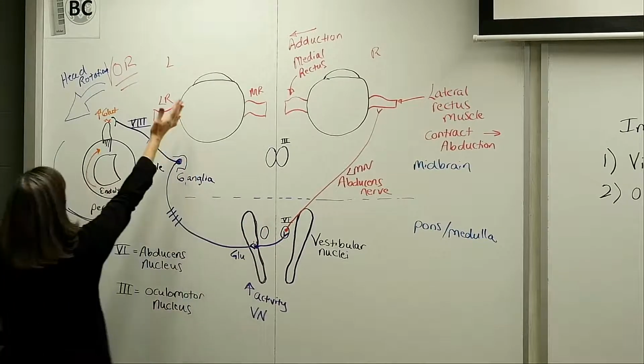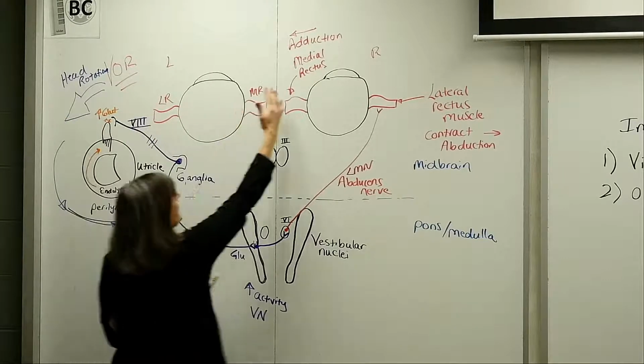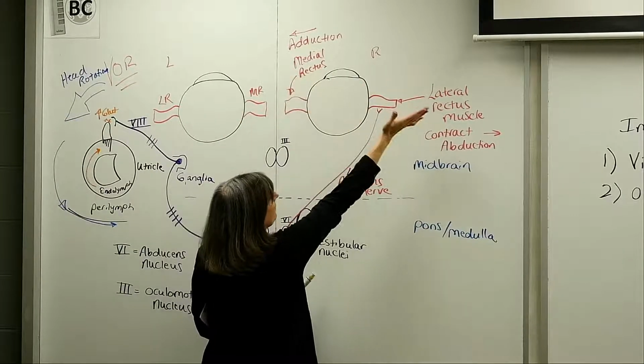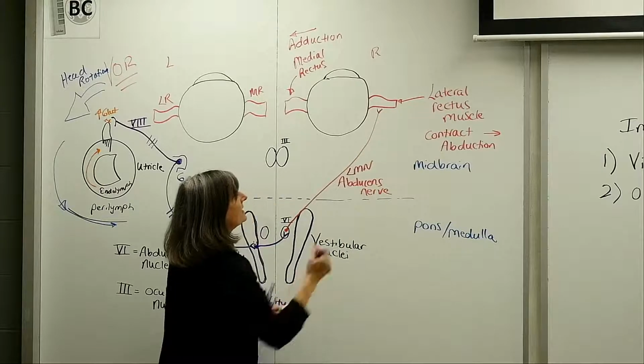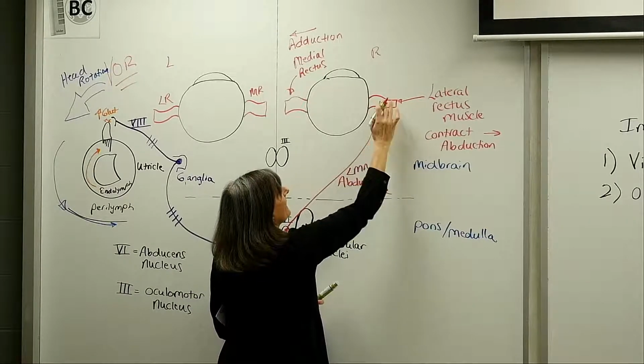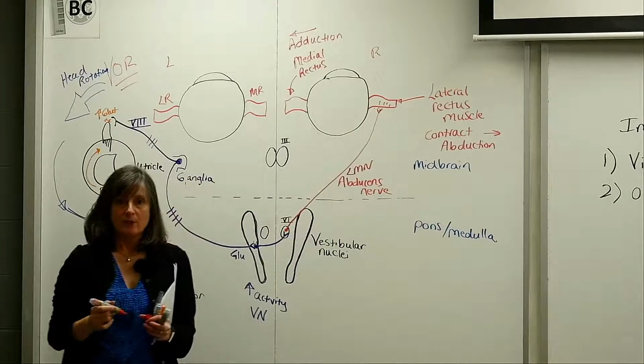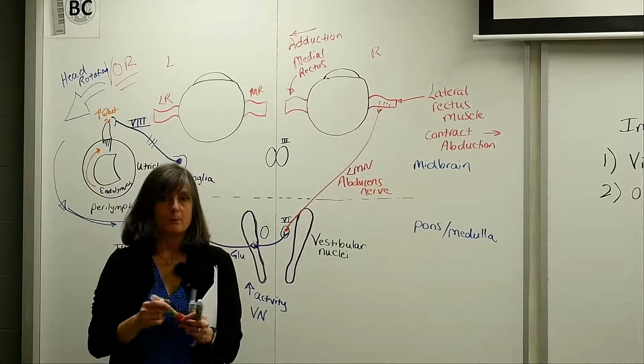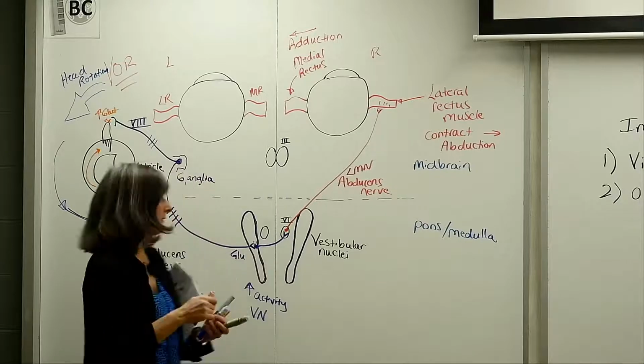Okay, so we've got our head rotation to the left. Now we have our right eye that's going to go to the right, because this is going to release acetylcholine, contract this, and then that's going to cause the right eye to move to the right. All good so far. But we also need our left eye to move to the right.